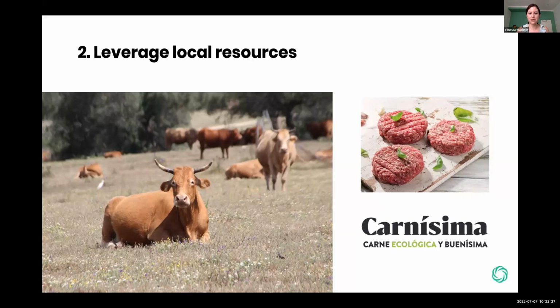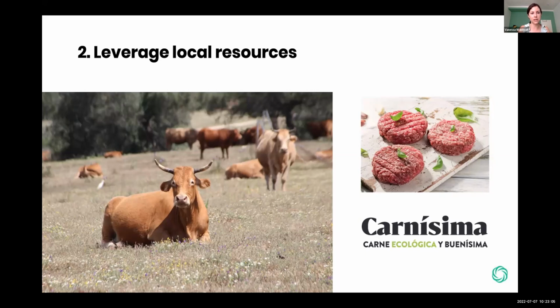So it is, for example, the sustainable meat company Carnissima. They only provide meat that is coming from Spain, and they're very well known for their sustainable meat production. And why is it so important to stay local? So in this case, it's the most fresh food and the most healthy, and also the closer the loops are, the more sustainable it is.